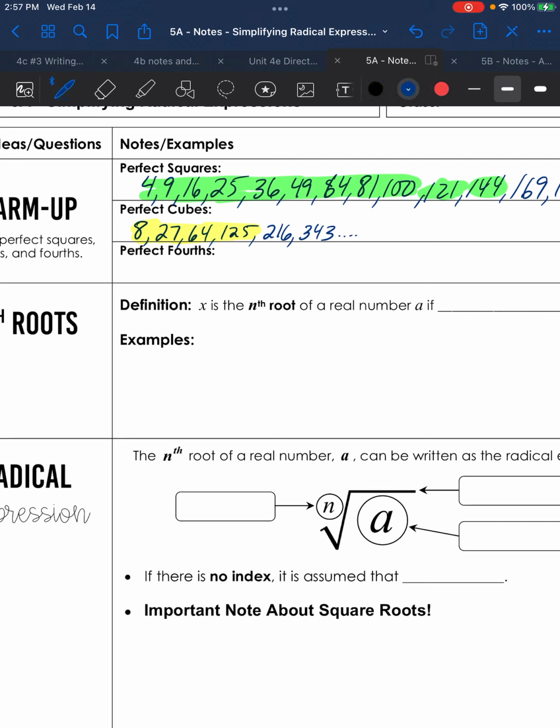Perfect fourths would be 2 to the fourth power, which is 16. Then 3 to the fourth power is 81. 4 to the fourth power is 256, I believe. And after that, I don't know. So really, typically we don't memorize these, but if you want to, you certainly can.